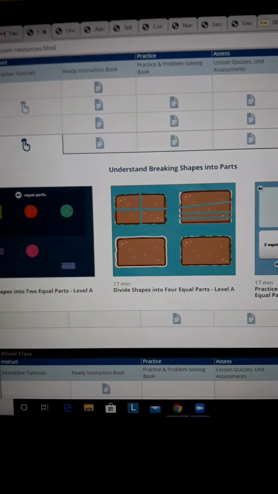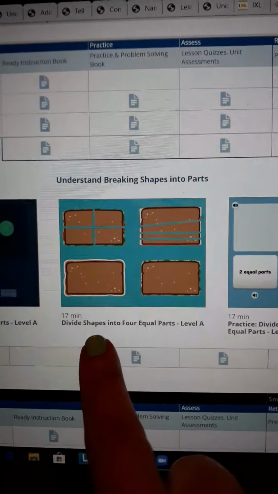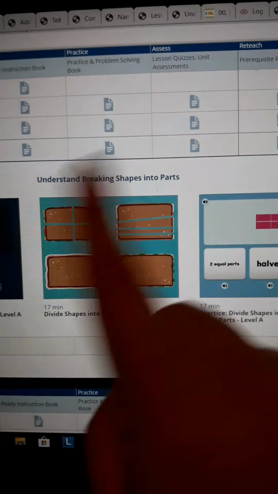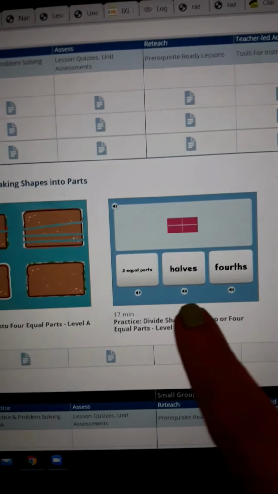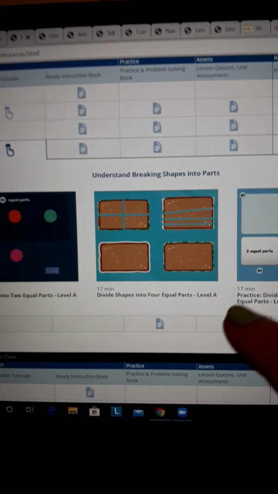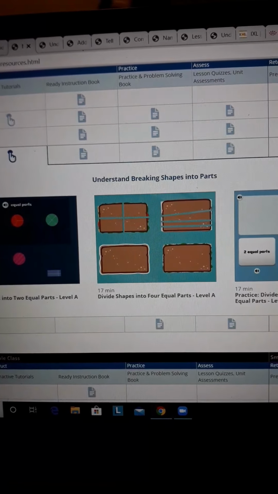There's 3 of them. Yeah, see, so look, this one is about dividing shapes into 4 equal parts. And you're actually dividing them like if you had a sandwich. This is about halves and fourths. It goes even more into that. So please make sure you play the games that I posted on the slide. Yeah? Have fun with it.